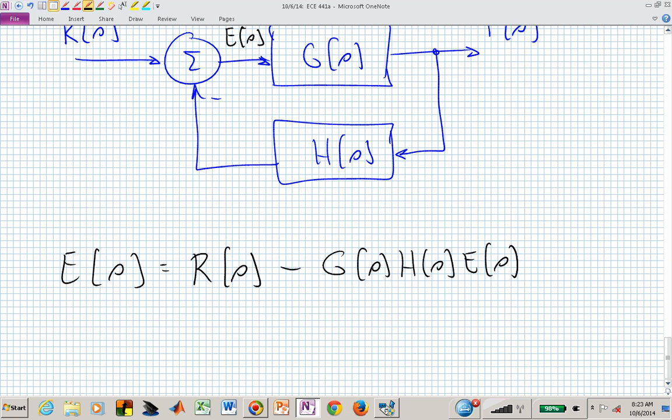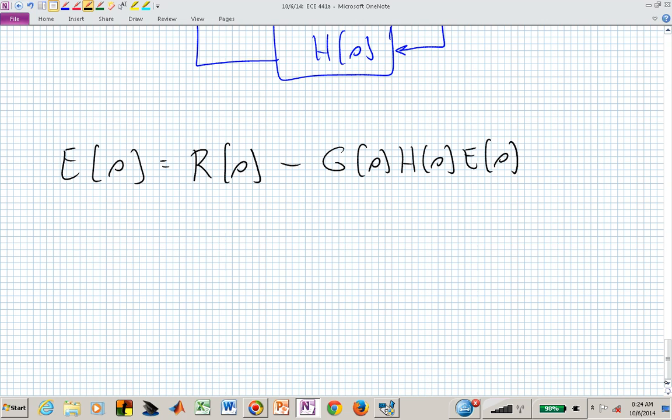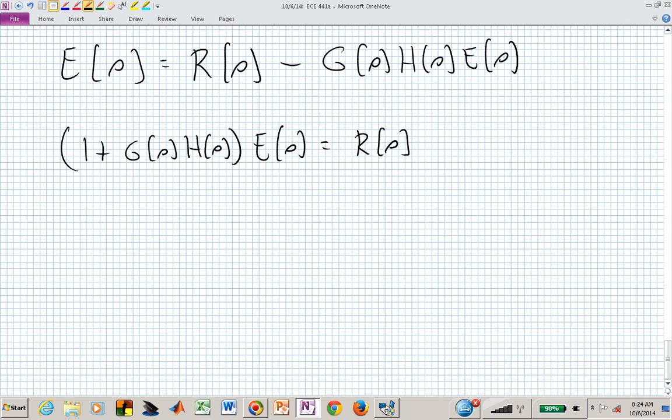We can now combine the terms that are similar, which means let's pull the E's to the left and factor out everything that's not E on the left-hand side. We are assuming single input, single output, so we can divide that transfer function to obtain our expression for the error signal, or this E signal, is now 1 over 1 plus G of S, H of S.